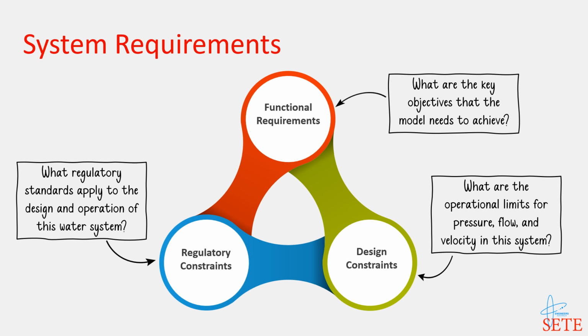The last one is the design constraints. These are the limitations imposed on the system by factors like budget, space, and available technology. For example, we might have constraints on the size or location of the protective components, like surge tanks or pressure relief valves. Design constraints also include any limits on the types of materials used, the energy efficiency of the system, and the expected lifespan of the components.